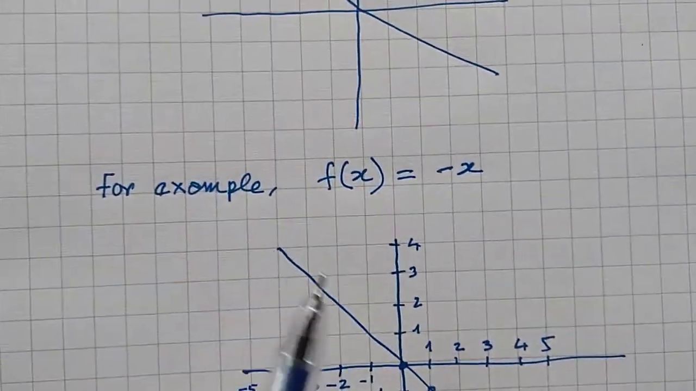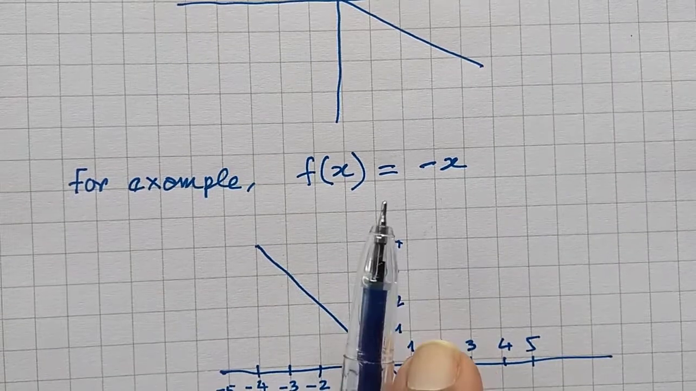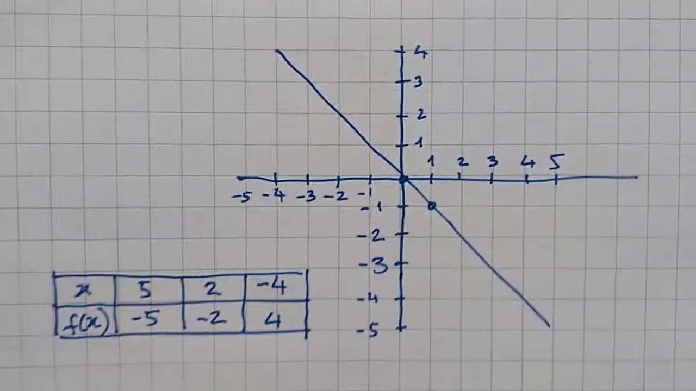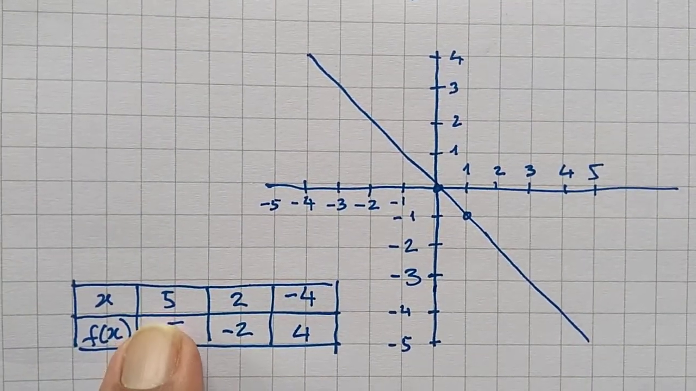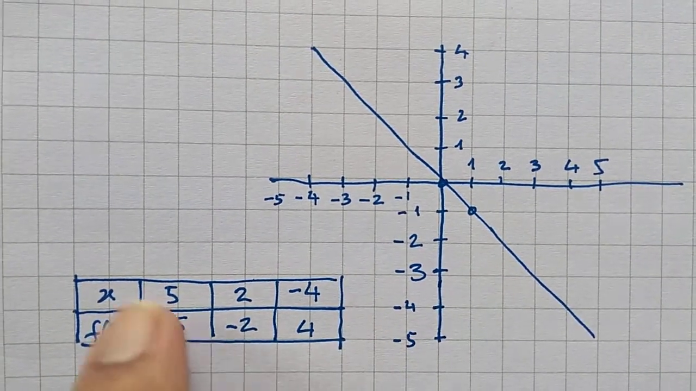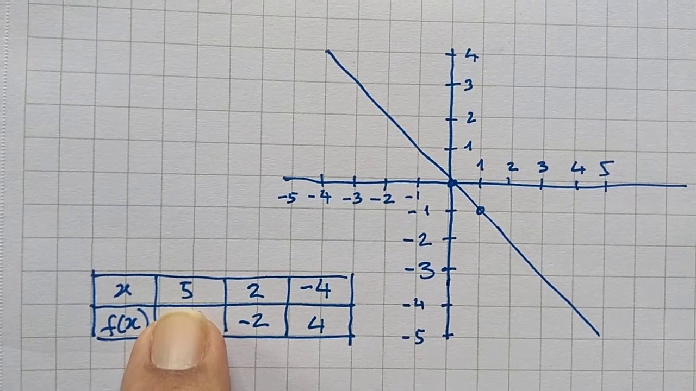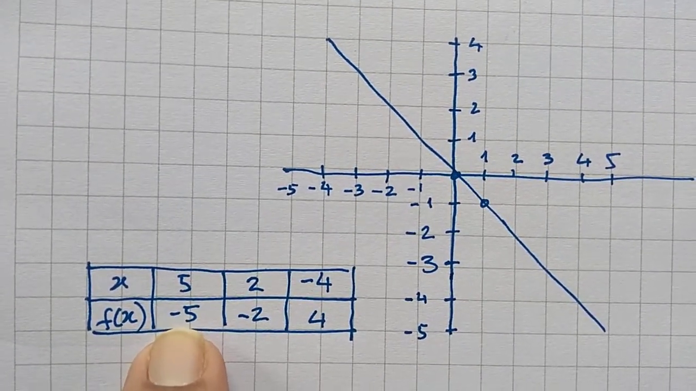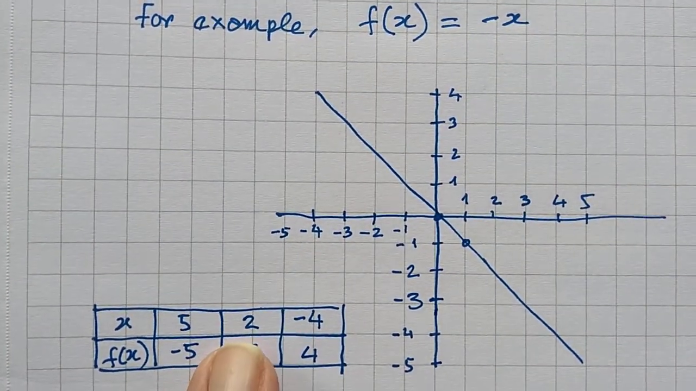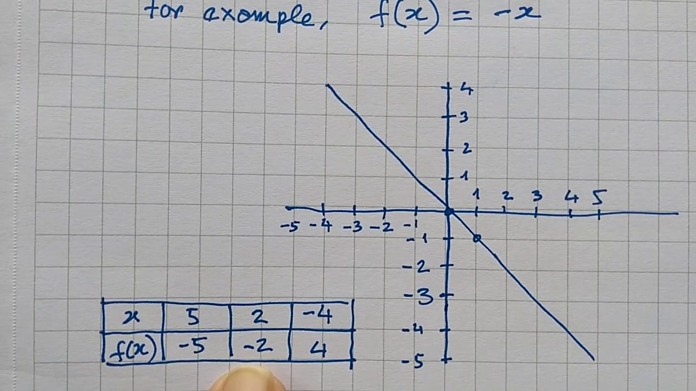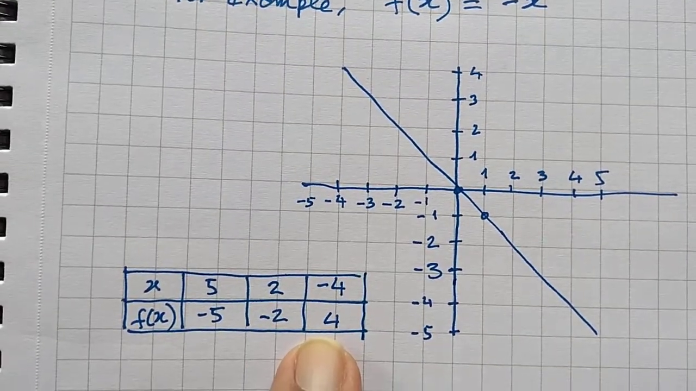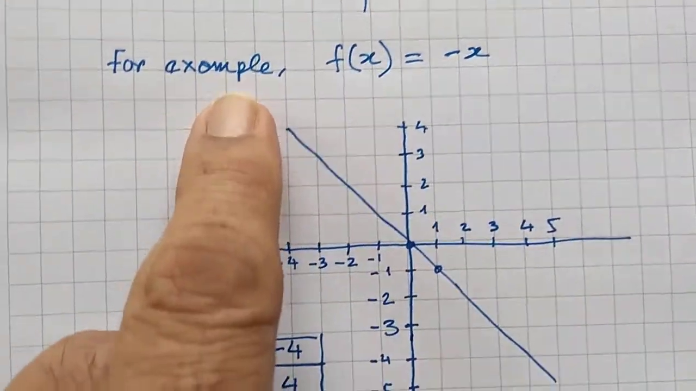For example, let's take an example. If f of x is equal to minus x, remember this is a linear function where a is equal to minus 1. If we try to draw this, if you just plot a few values, if you make a table, you don't need to take even 3 points. We could have done with just 1 point, but for the sake of clarification, if x is equal to 5, f of x is equal to minus 5. If x is equal to 2, you get f of x is equal to minus 2. If x is equal to minus 4, you get f of x is equal to 4. If you try and plot these values, you will get this.